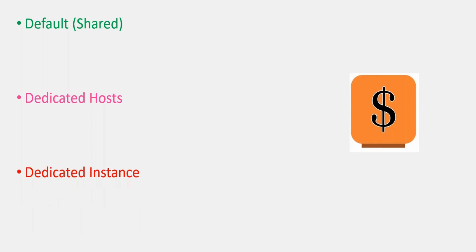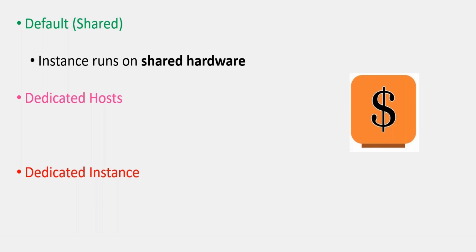So there are three things. By default this is shared. If you are not doing anything, by default it goes shared, and it is the minimum cost because the same hardware, the same room, is used by multiple customers. Then you have a dedicated host and then a dedicated instance. Okay, so let's go and understand one by one.